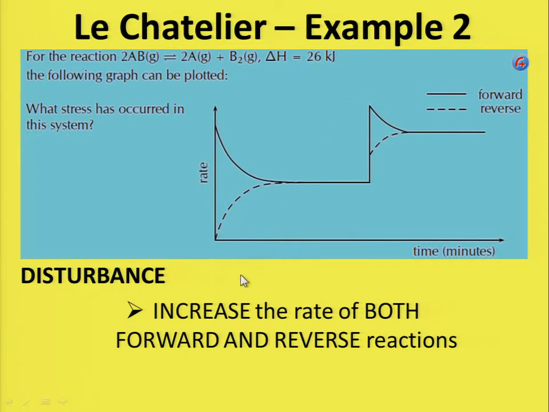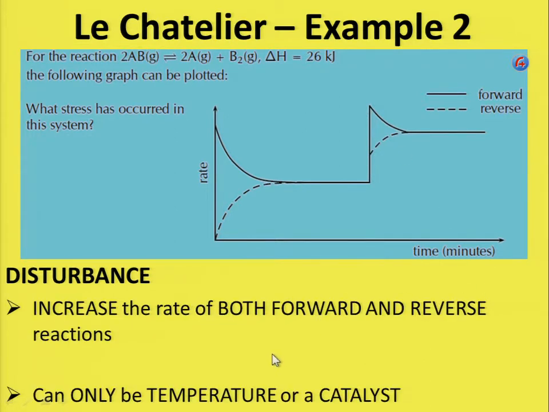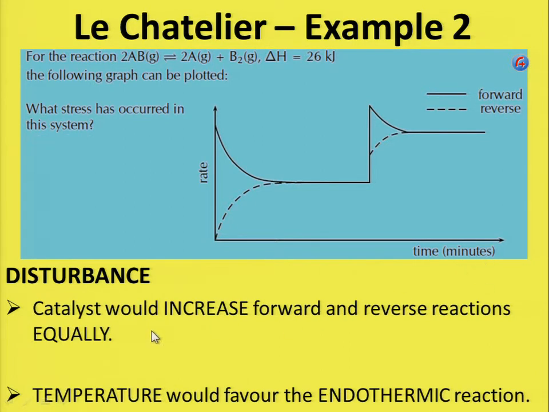So what is the disturbance? An increase in the rate of both the forward and the reverse reactions. Can you see that both of the lines are increased? So now, if the rate of the forward and the reverse reactions are increased, it can only be caused by temperature or catalyst. A catalyst would increase the forward and the reverse reactions equally.